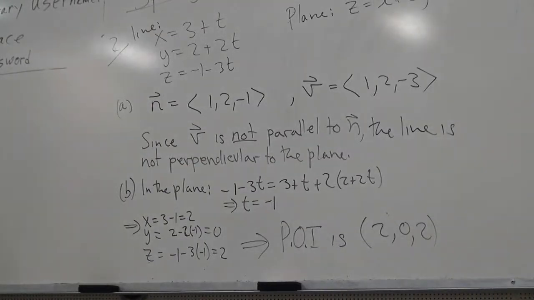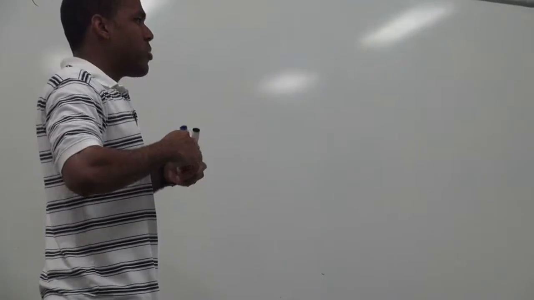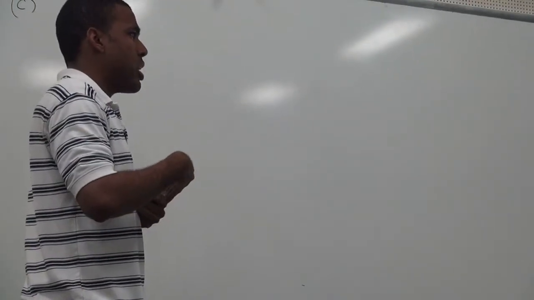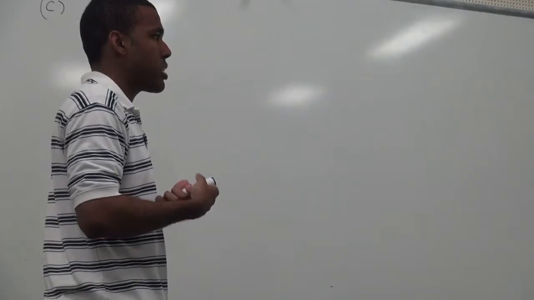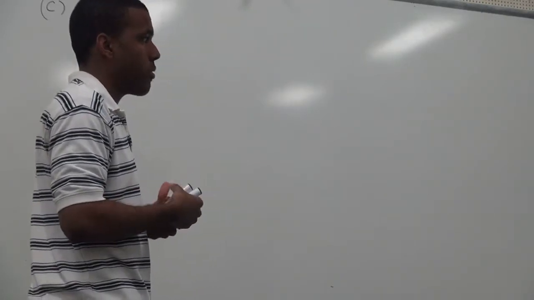Part C. Find the symmetric form of the equation of the line which is perpendicular to the above plane and passes through the z-axis at z equals 4. Okay? How do you do that?